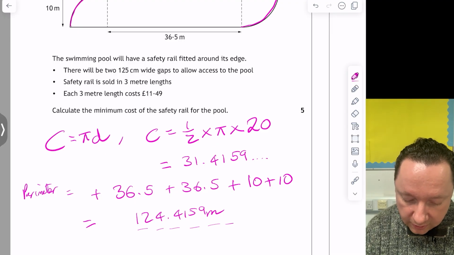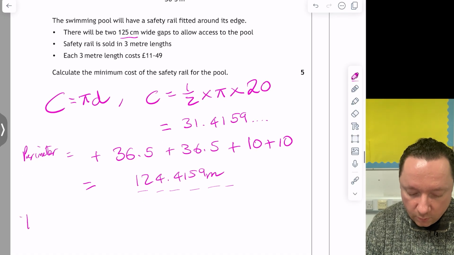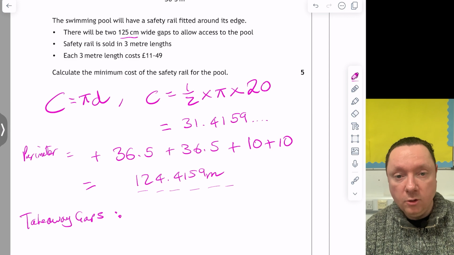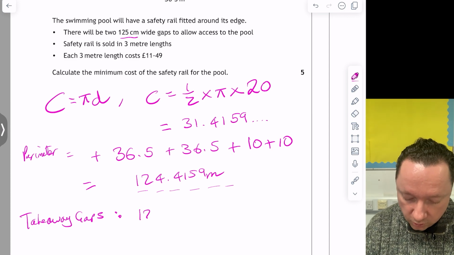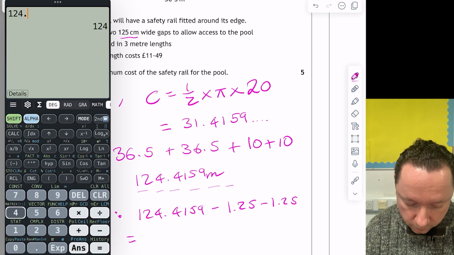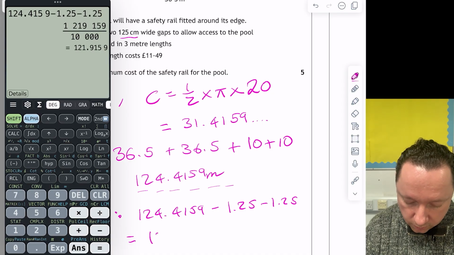But it then says there'll be two 125 centimetre gaps. So take away the gaps. Now you can't take away 125s because that is centimetres. So I'll change that to metres, which is 1.25 divided by 100. So I'm doing 124.4159 minus 1.25 minus another one because there's two gaps. 121.92 to two decimal places.